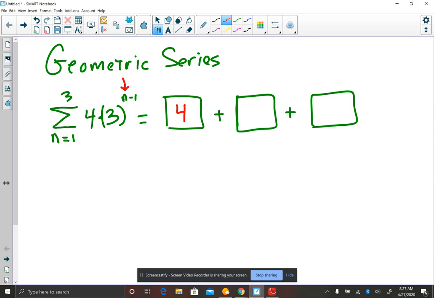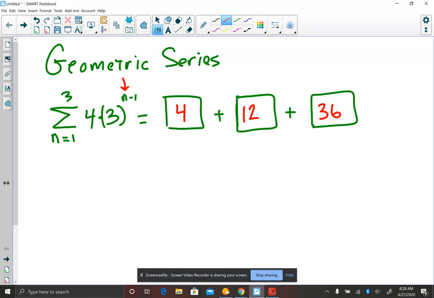So when I put a 2 in here, friend, 2 minus 1 is 1. 3 to the power of 1 is 3. 4 times 3 is 12. We should recognize really that we're starting at 4 and we're constantly tripling. We should be able to predict that this next term is 12. If you fail to see that, when I put a 3 in here, 3 minus 1 is 2. 3 squared is 9, and 4 times 9 is 36.